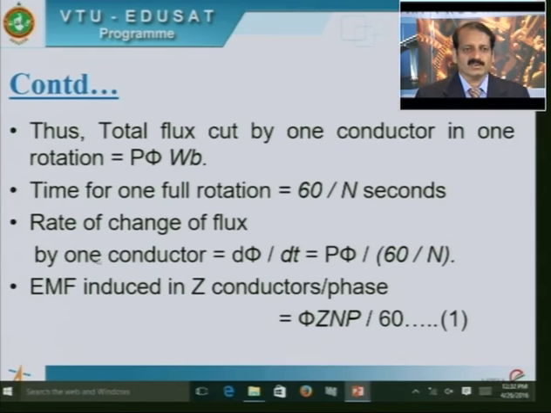Rate of change of flux by one conductor is given as d phi by dt, which is equal to P phi, the total flux, divided by 60 by n. So, the rate of change of flux by one conductor is nothing but the EMF induced in one conductor. Now, we will take what happens when Z conductors per phase are in series. So, we get P phi divided by 60 by n, into Z. So, we finally get phi Z n P divided by 60 as the EMF induced in Z conductors per phase.